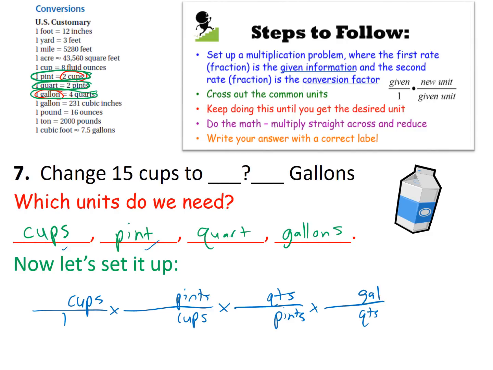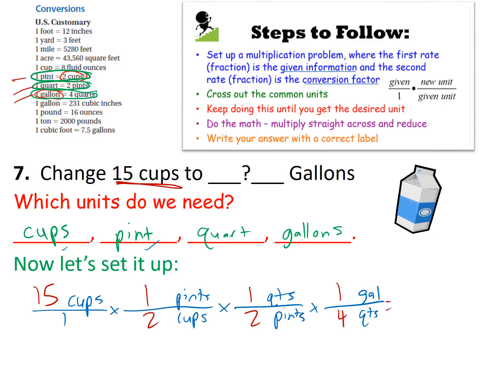Okay, so now all we have to do is fill in our information. We were given 15 cups at the beginning, so 15 cups. And then we look at our conversion factors. 2 cups per 1 pint. 2 cups for 1 pint. 2 pints for 1 quart. And finally, 4 quarts for 1 gallon.